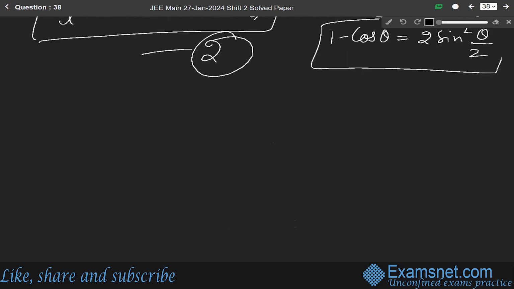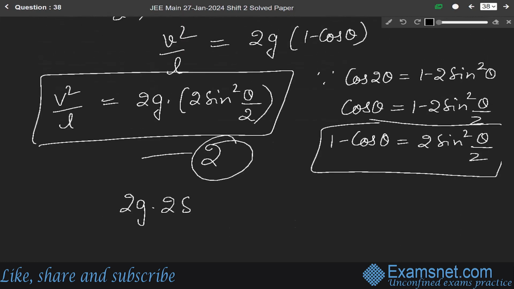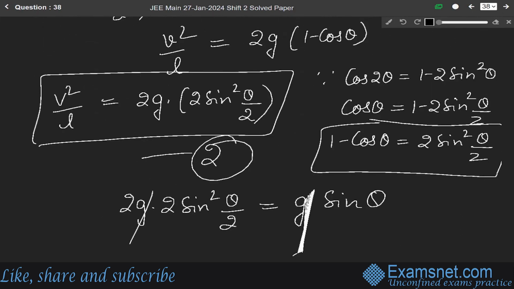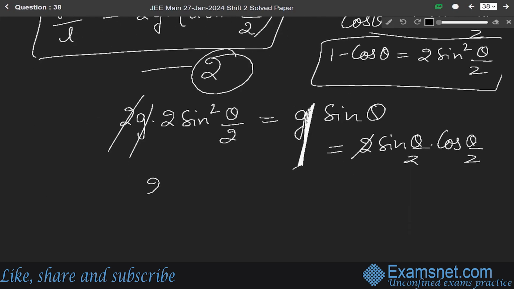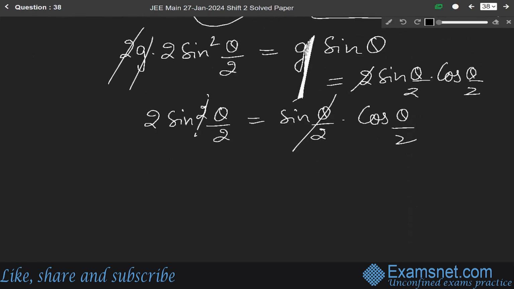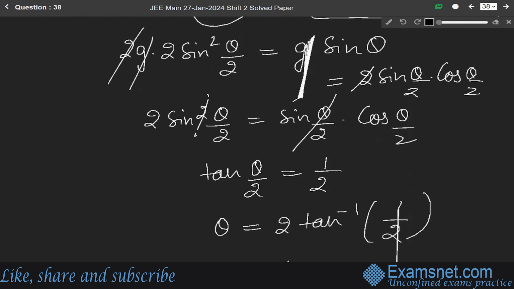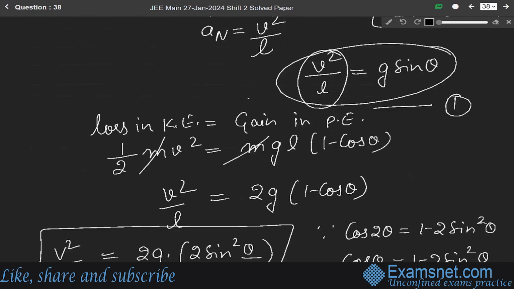In equation 1, we get 2g into 2 sine square theta by 2 equal to g sine theta. This g cancels out, and we can write sine theta as 2 sine theta by 2 cos theta by 2. So this 2 cancels out, and we get 2 sine square theta by 2 equal to sine theta by 2 into cos theta by 2. This sine theta by 2 cancels, so we get tan theta by 2 equals 1 by 2. So we get theta equal to 2 tan inverse 1 by 2. So our correct answer is theta equals 2 tan inverse 1 by 2.